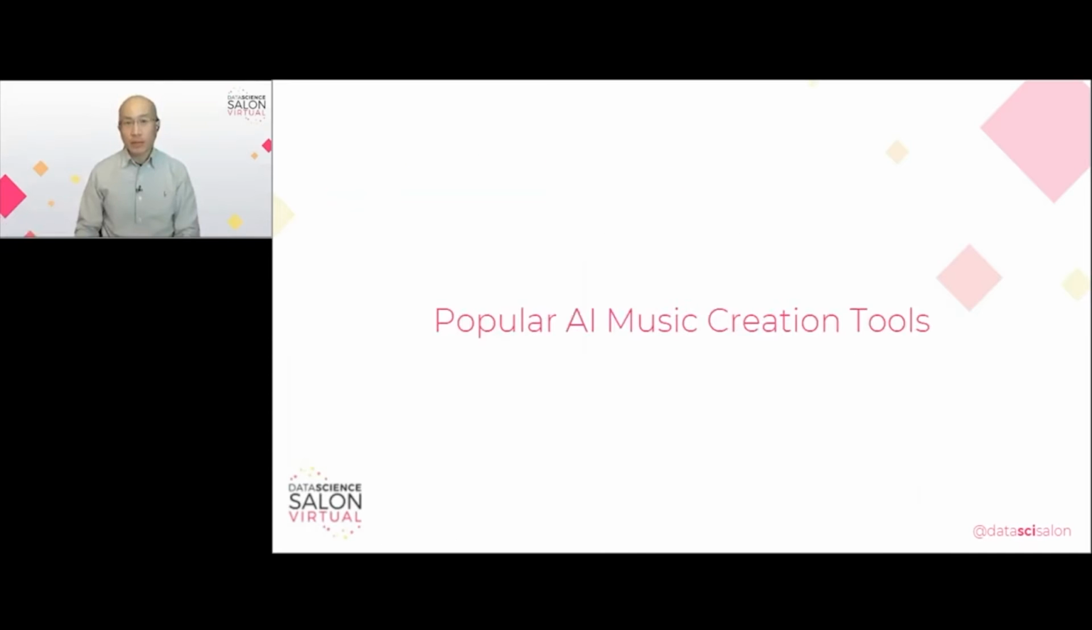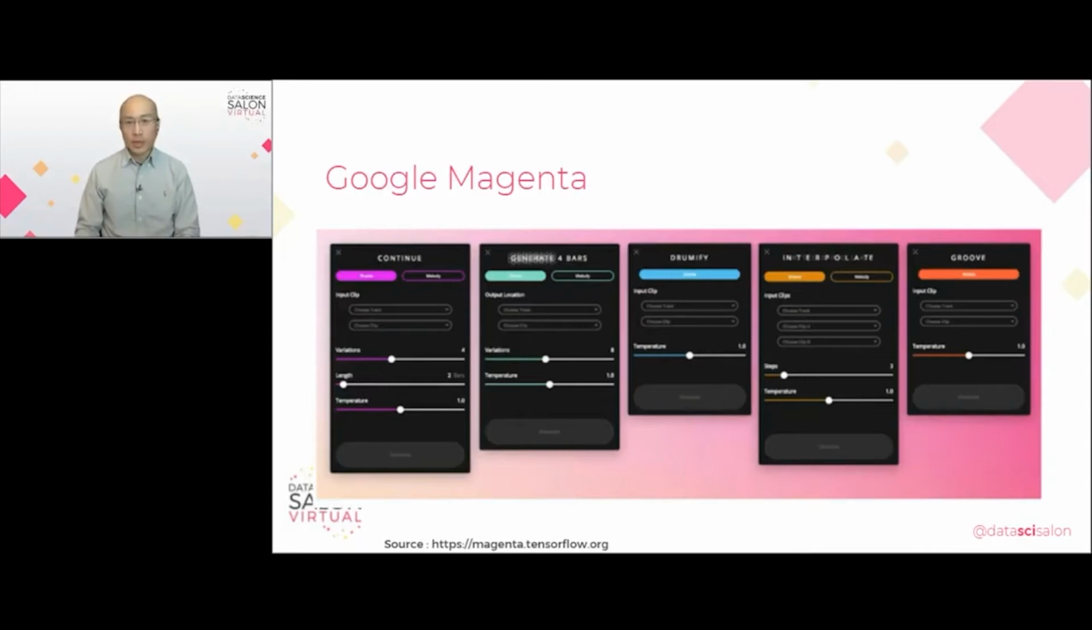So now that we know how to build an AI that creates music, let's take a look at some of the popular AI music creation tools that are available for you to try for free. There's Google Magenta, and Google Magenta has a suite of tools. So it has Generate, which generates melodic motifs. It has Continue, which extends melodic motifs. It has Interpolate, which merges two different melodies. Drumify adds a drum rhythm to an existing piece of music. And Groove adds a groove to an existing piece of music.